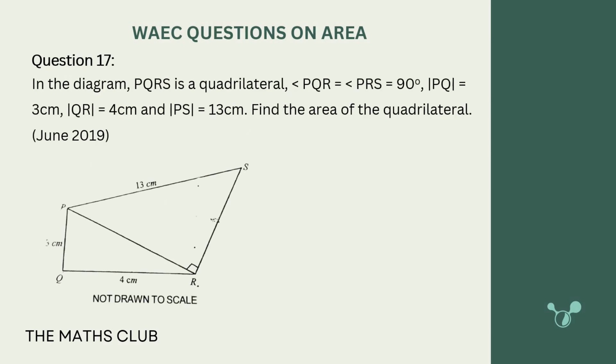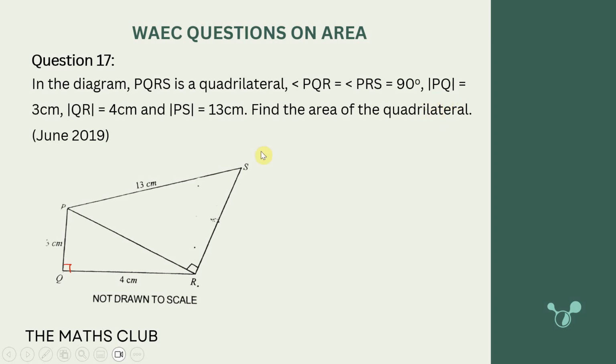Question 7 says that in the diagram PQRS, so let's look at P, Q, R, S, the angle at Q between P and R is equal to the angle at R between P and S. So this place here too is a right angle, right, because they're all equal to 90 degrees.